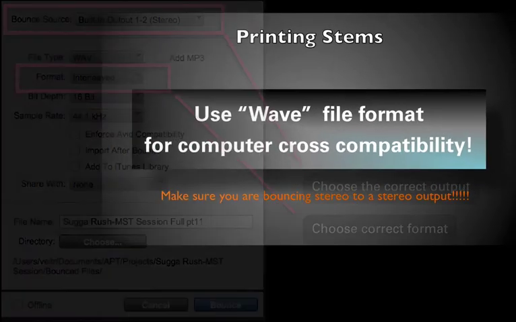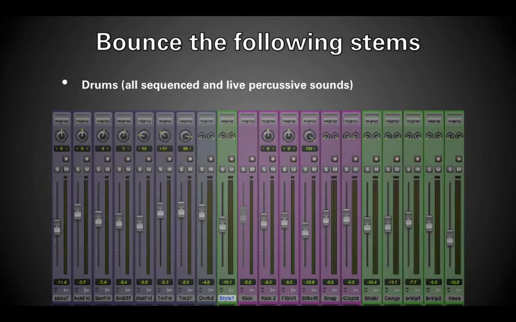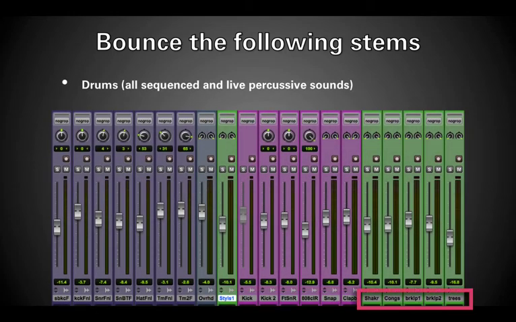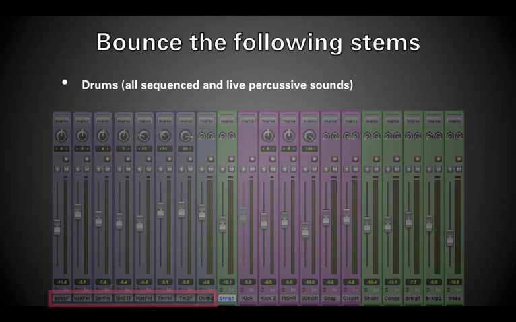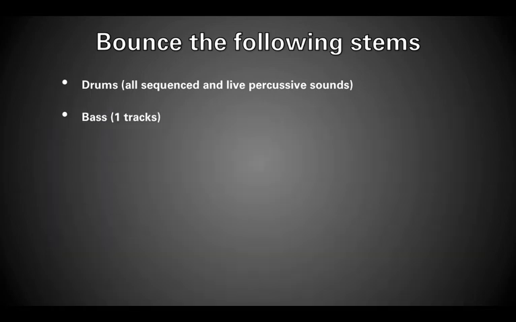So what bounces do we have to create, or what stems do we have to bounce? Well, one of them is the drums, and that means all your sequence drums and live percussive sounds, which means also the drum loop, the trees, the congas, the shakers, the clap beat, all the live drums. Then we have bass. Now that's an easy one, since there is only one track for the bass. But I have had sessions where there are different bass sounds, and they would be on your bass track combined.